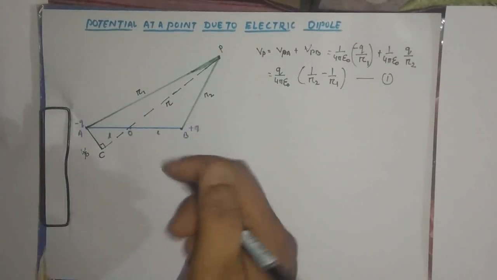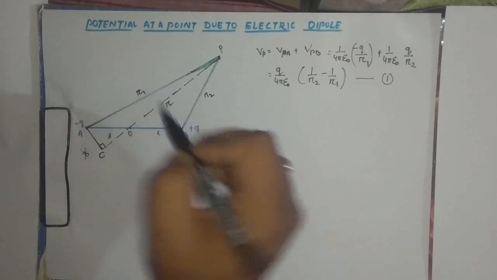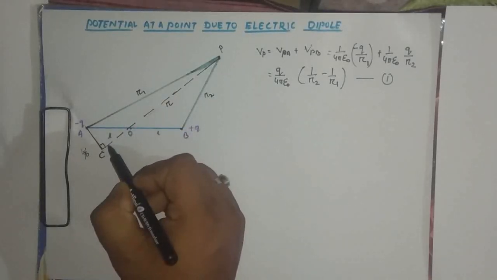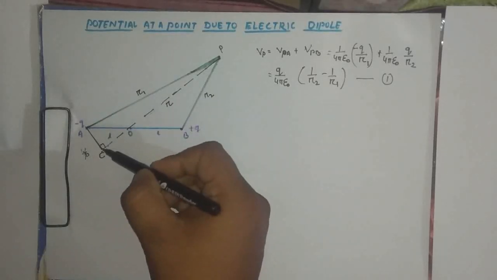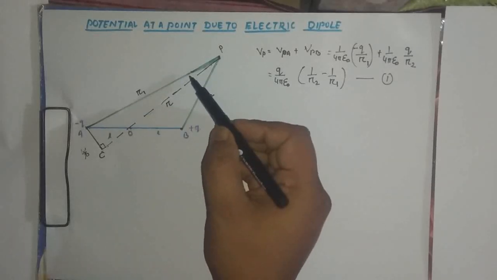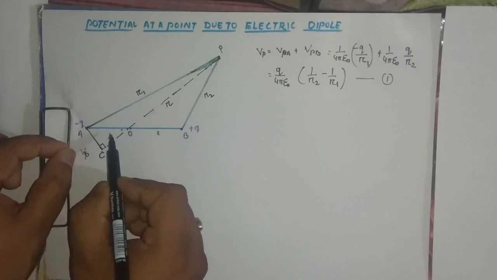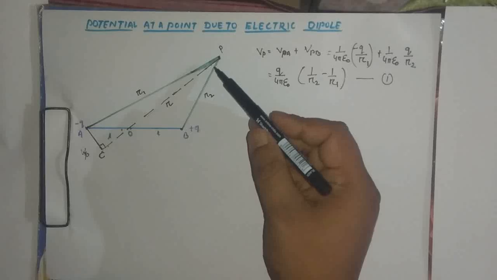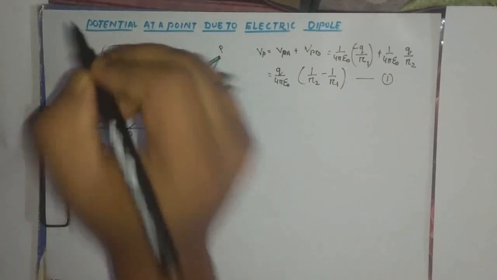That means my task is to find R1. What is R1? R plus this distance. Don't be confused, sir. How can I say these two are equal? This is 90 degrees. For a large distance, these two sides are considered equal. Compared to this length L, which is practically a millimeter distance, the distance in meters is large. So for a very large distance case, R is okay.